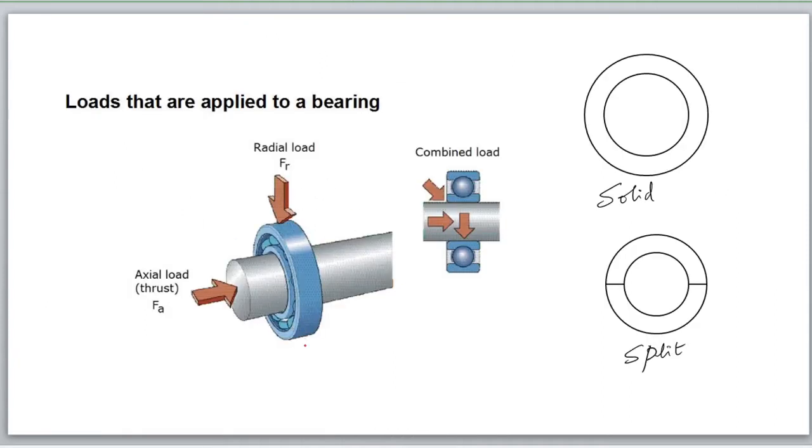Here you can see this is the bearing. Here, if the load is acting along the axis of the journal or along the axis of the bearing, then it is known as axial bearing. Similarly, if the load is acting perpendicular to the axis or along the radial direction of the journal or the bearing, then it is known as radial bearing. If the load is acting in both the directions, then it is known as combined load, and we have bearings for this type of loading also.